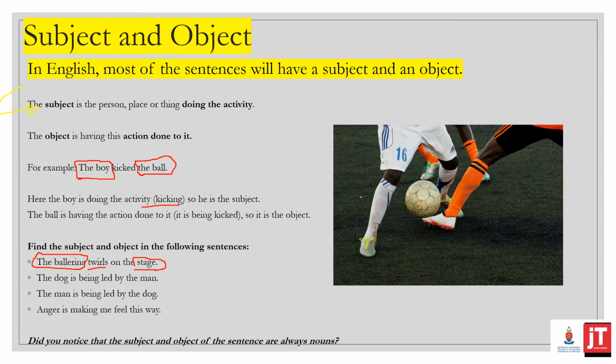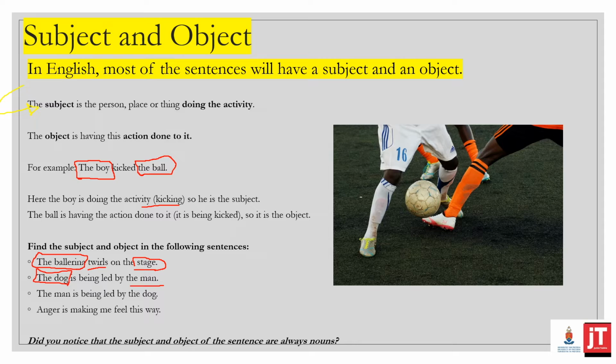The dog is being led by the man. Okay, so who is actually doing the activity here? Who's leading? The man is actually leading. The dog is being led. So who is doing the activity? The man is doing the activity. So the man is actually the subject. But the dog is being led by the man, so the dog is having an activity done to it. It's being led on a leash, so the dog is the object.